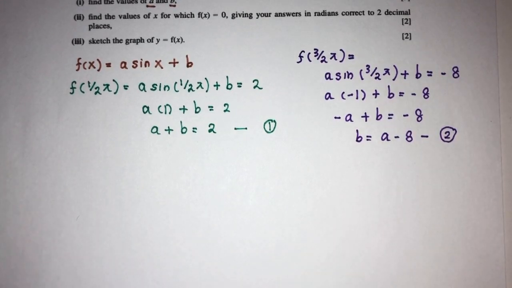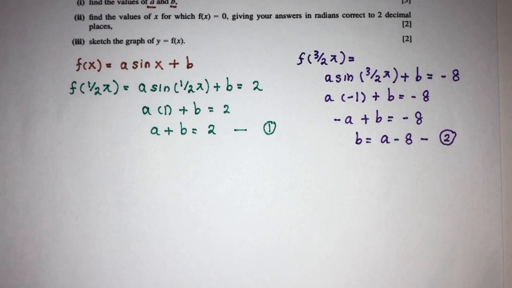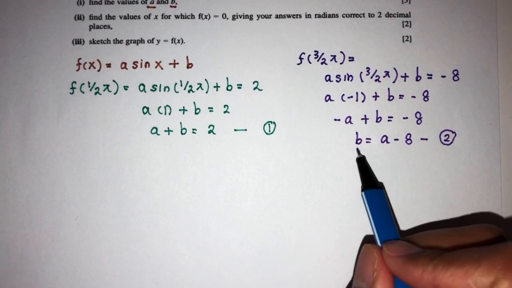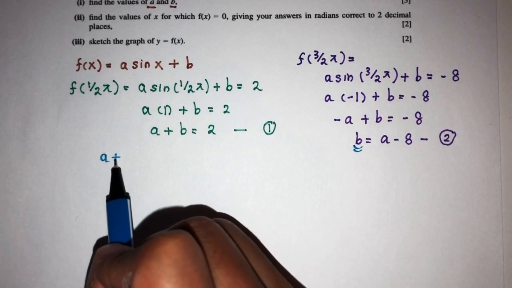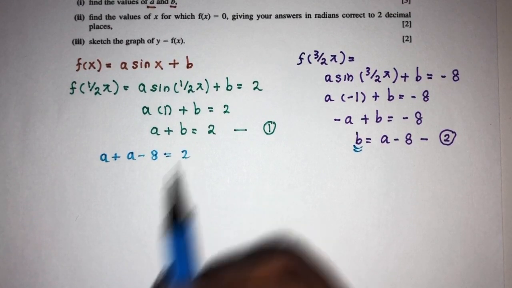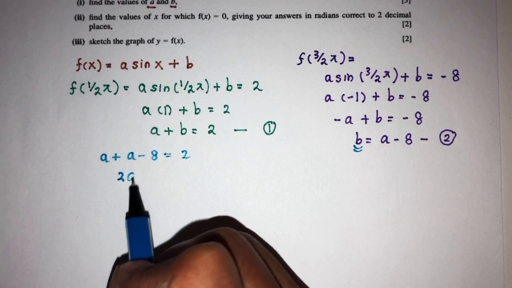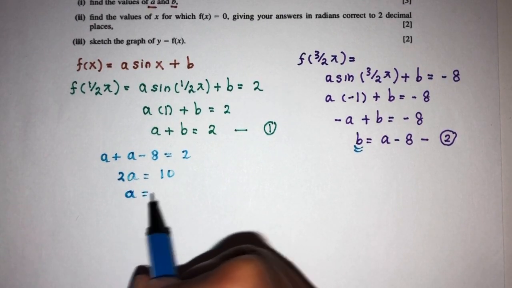So as you can see, we have two equations involving two unknown values, so we can use the simultaneous equations to solve these equations to find the values of a and b. So here we have b already. Replace this b by this b. You will have a plus b, that will be a minus 8, that will be the value of 2. So you have 2a is equal to the value of 10. So a obviously will be the value of 5.